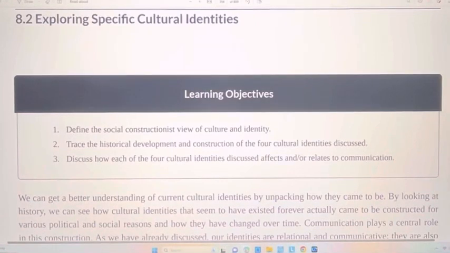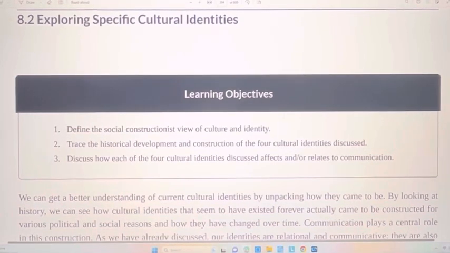Hello, continuing to read from the text, Communication in the Real World, An Introduction to Communication Studies. This is Chapter 8, Section 2, Exploring Specific Cultural Identities.